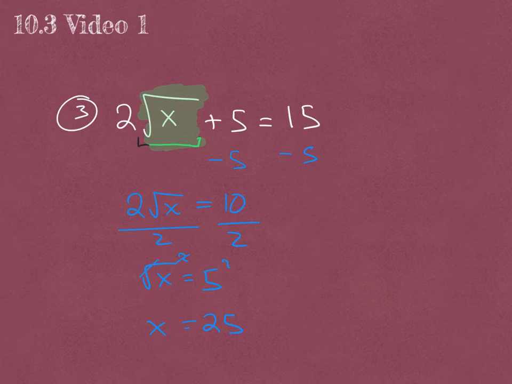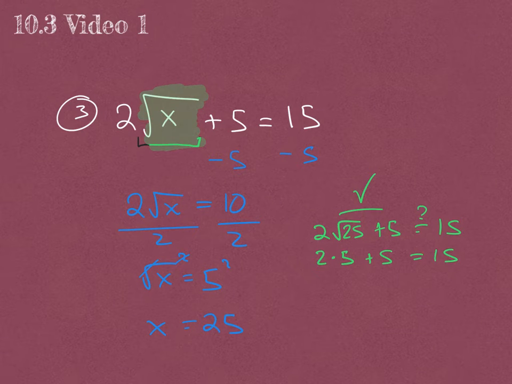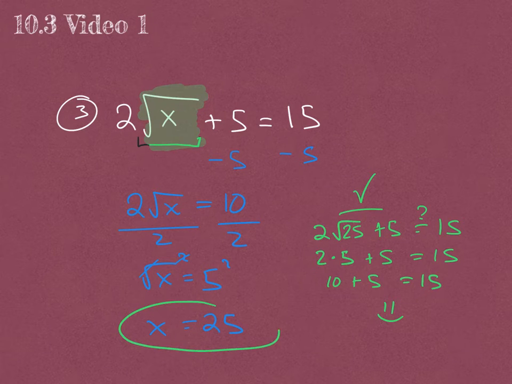Now before I circle my answer, let's do a quick check. We always want to go back to the original problem. So I'm going to go 2 root 25, because that's what I think x is, plus 5. Does that equal 15? So that's 2 times, what's the square root of 25? It's 5, plus 5 equals 15. That's 10 plus 5, which does equal 15, so we're happy. And I go circle my answer.